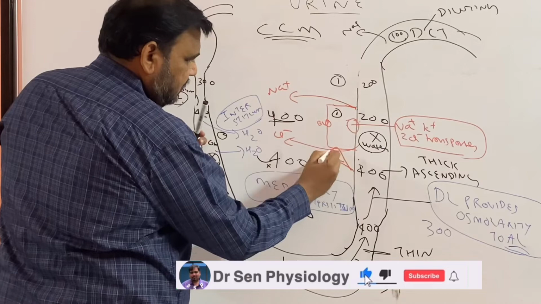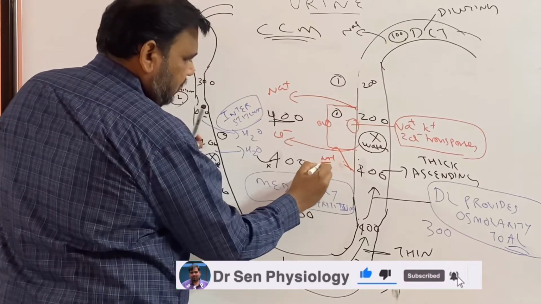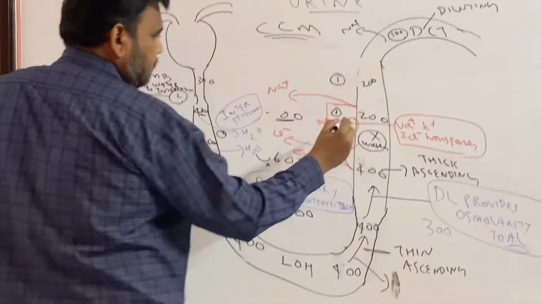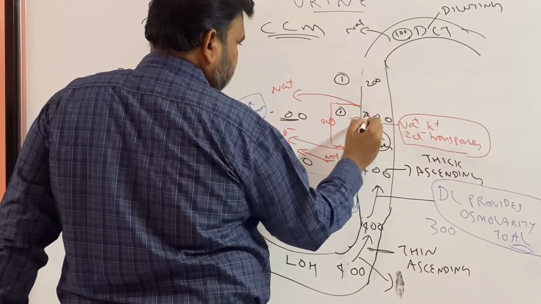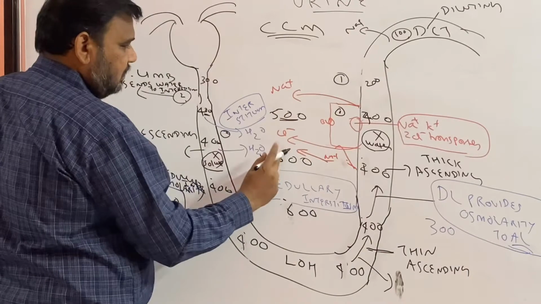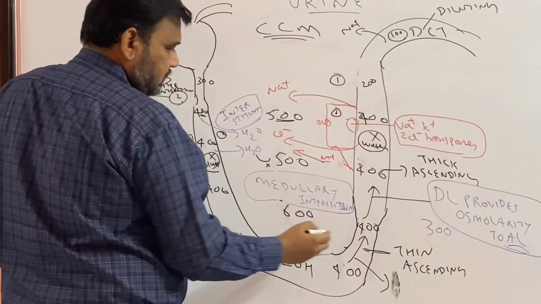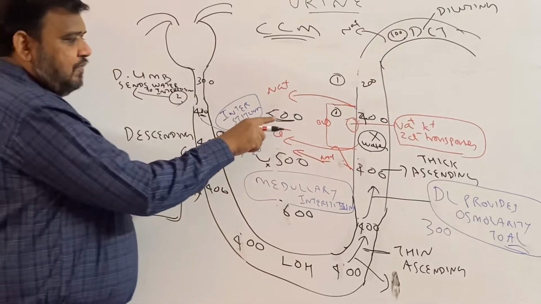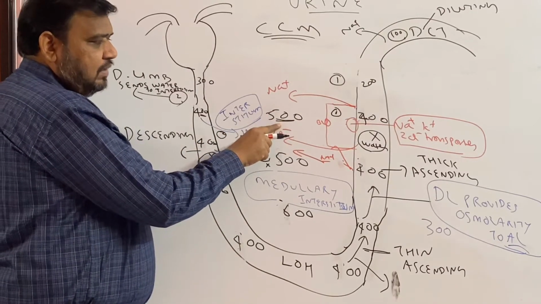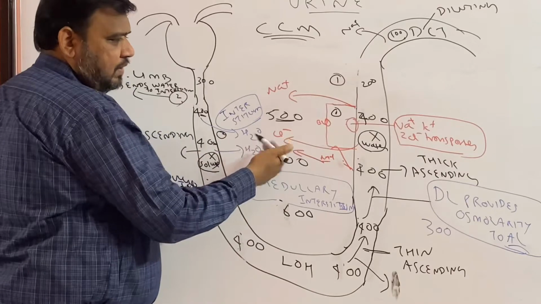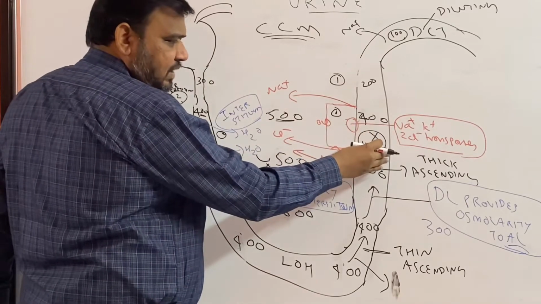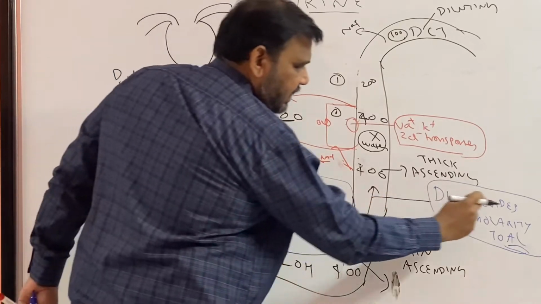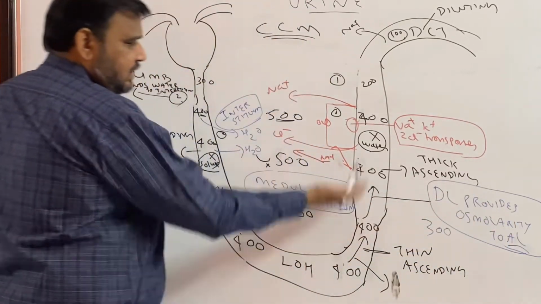Sodium chloride comes through this. So what will happen? This 400 will become 500, then 600. Now just listen, why has this 400 now become 500? Because sodium is coming, chloride is coming. Why are sodium and chloride coming from the ascending limb? Because, as I have written, the descending limb provides the osmolarity to the ascending limb.